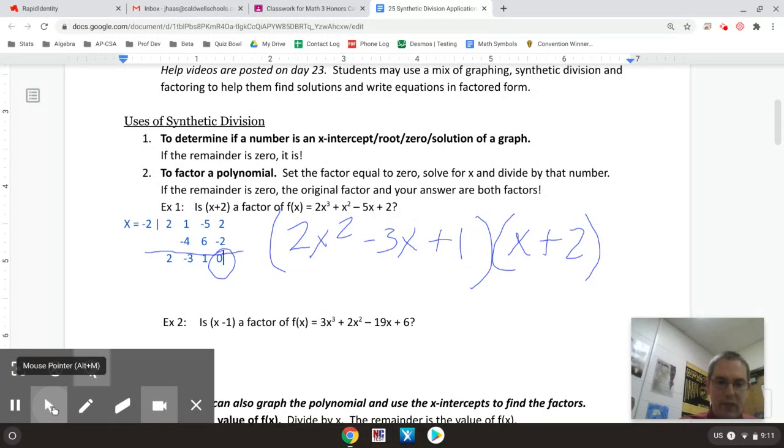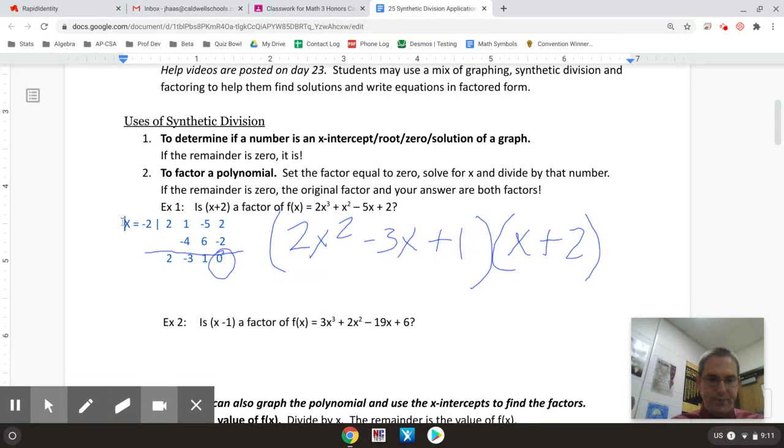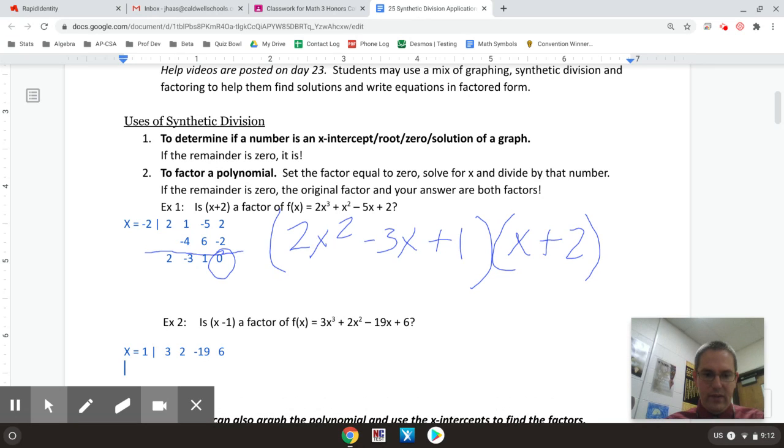Okay, on this next one, I'm going to need to figure out, if it's an x minus 1, that means the number I'm going to be dividing by is x equals 1. And then my coefficients are 3, 2, negative 19, and 6. Okay, bring down your 3. So that gives you a 3 there. Multiply the 3 times 1. Always multiply the numbers on the bottom times what's there. So 3 times 1 is 3.